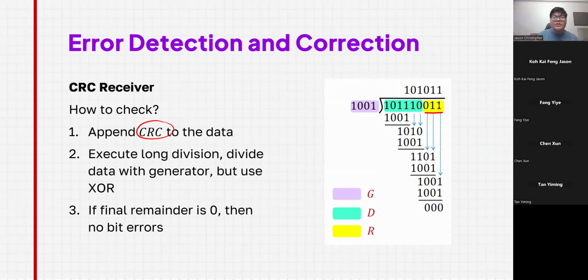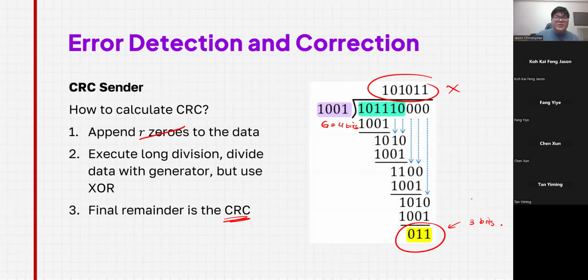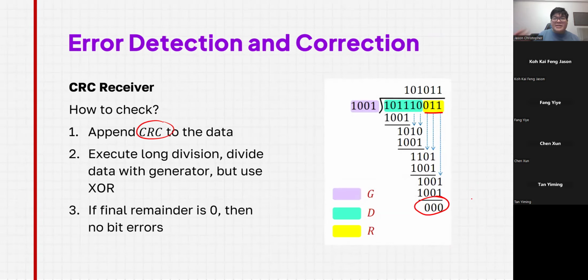The way to check if there is corruption or not is by checking the remainder. If the remainder is all 0, then I know that there's no bit error. Or rather, if the remainder is not 0, then there is a bit error. That is how we check for CRC at the receiver. So on the sender side, you append zeros and get the remainder. On the receiver side, you append the remainder and check if the result is 0. If it's not 0, then there's a bit error.